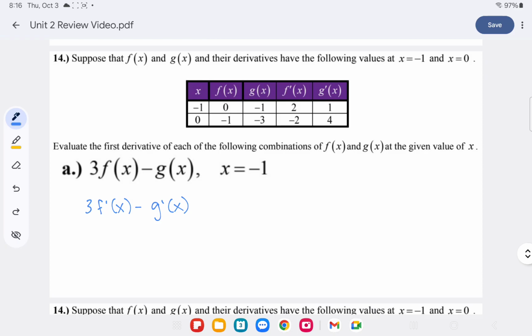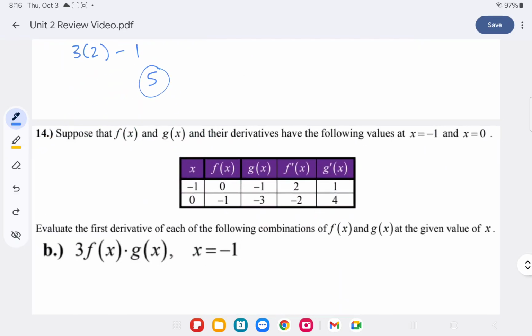So 3 times the derivative of f at negative 1. So the derivative of f at negative 1 is 2. So 3 times 2 minus the derivative of g at negative 1, which is 1. So we get 5 as our answer there.